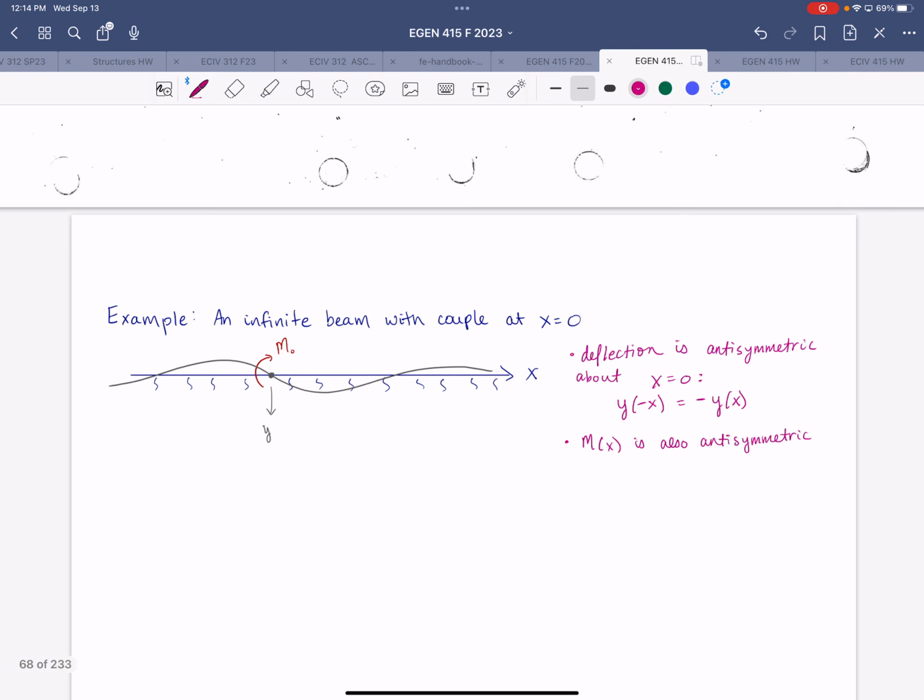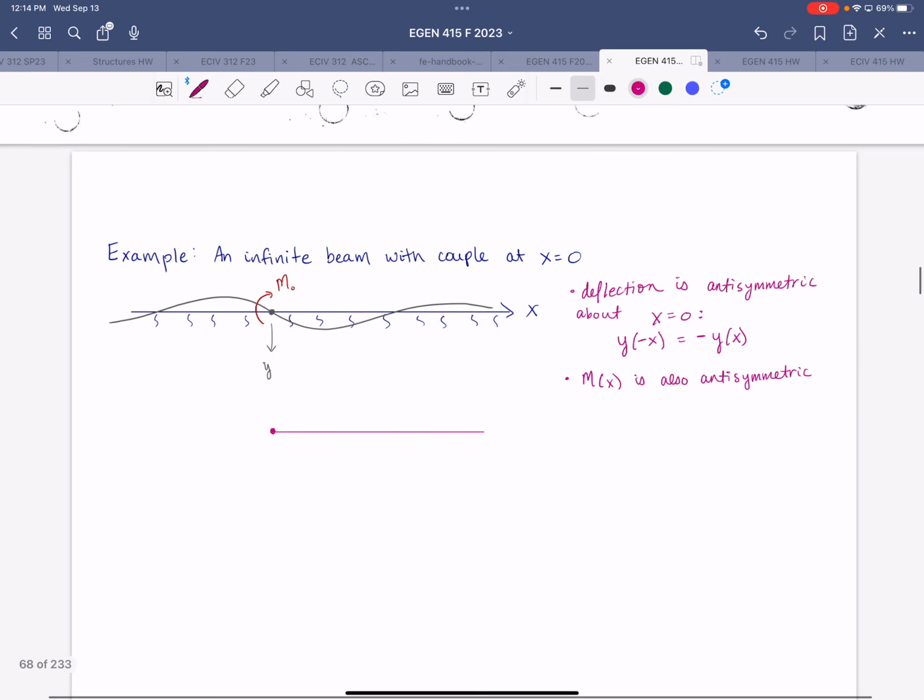So with that information in mind, we can simplify this problem by essentially taking half of the infinite beam, all right? So thinking of it as a semi-infinite beam with one end at x equals 0, where the moment is applied. So if we do that, we would have to reduce the applied moment by half, all right? So we would apply 1/2 of M naught in the same direction.